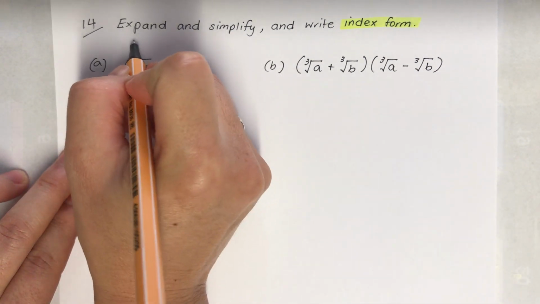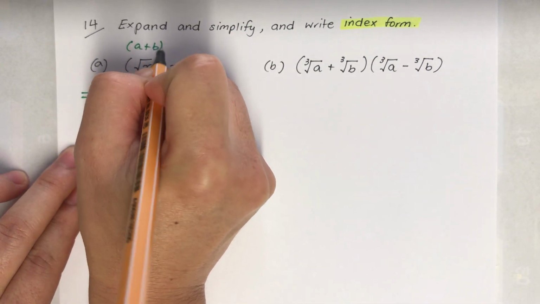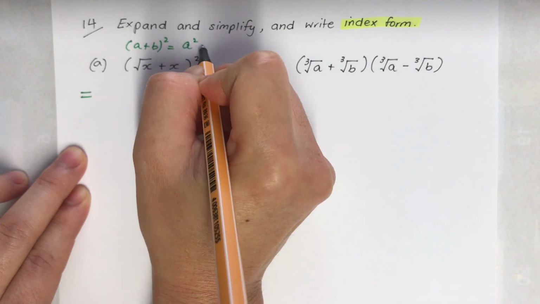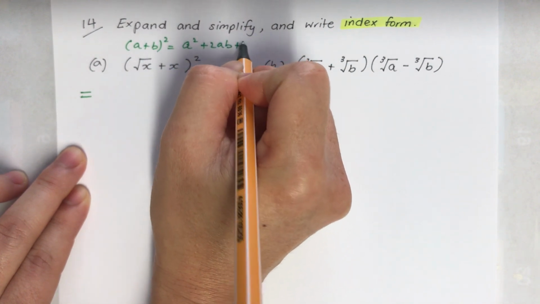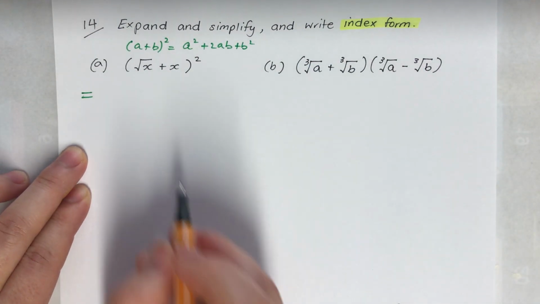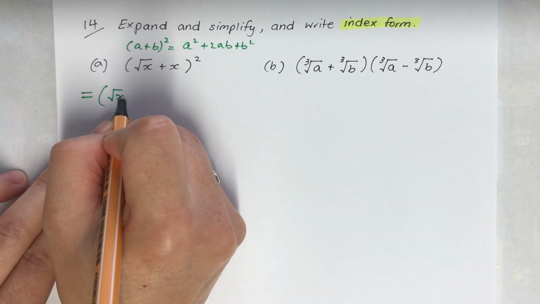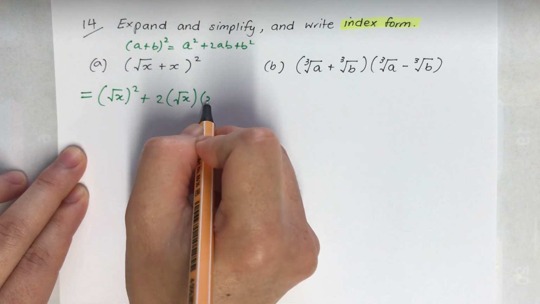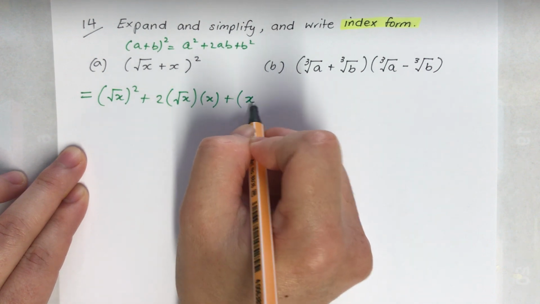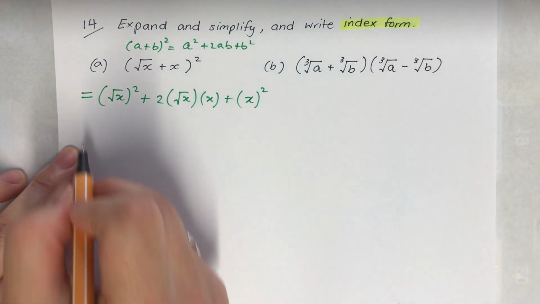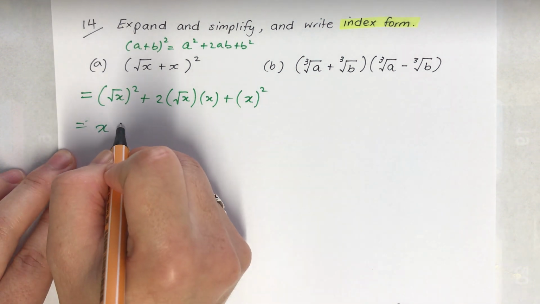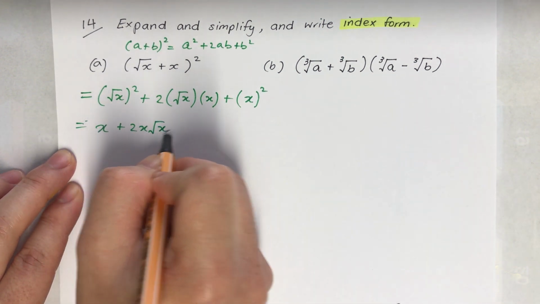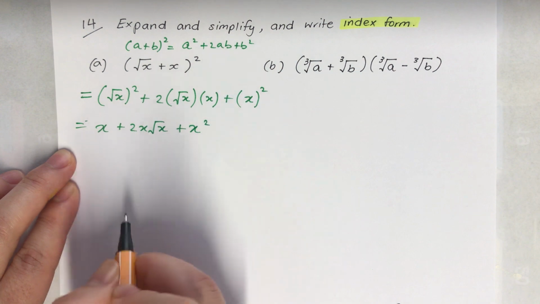So what is this? Sort of like a perfect square, isn't it? I'm just going to put that in there. If you don't remember it, memorize them. So first term squared, plus 2 times the first term and the last term, and then the square of the last term. So that's x plus 2x root x plus x squared.